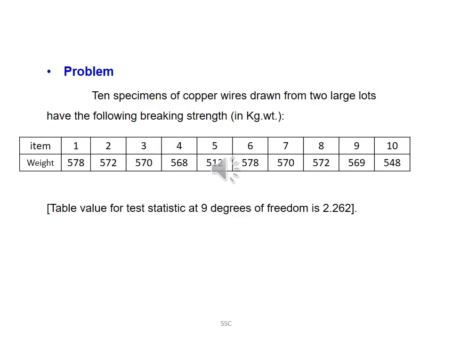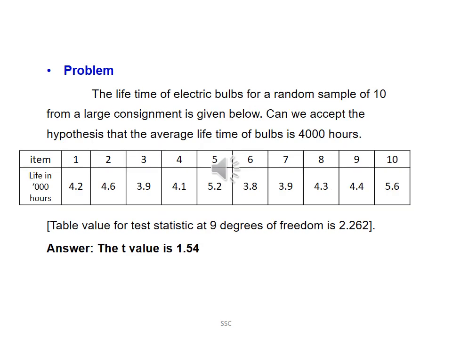The problem is also given in this slide. In your free time, you should calculate using the same steps and formulas and simplify it. The degrees of freedom and table values are also mentioned here. This is also a homework and practice problem. The answer is also given here: 1.54 is the final value. The table value is 2.262 because there are 10 samples, so 10 minus 1 is 9, and the corresponding table value is 2.26.